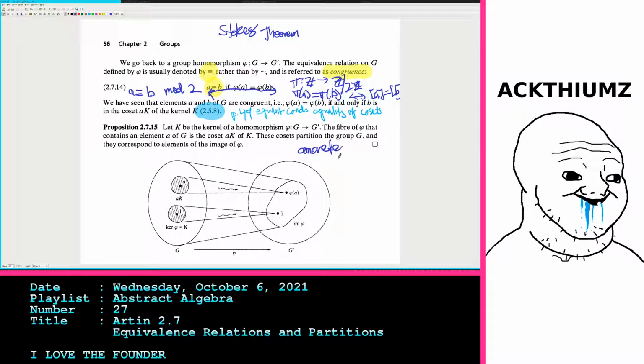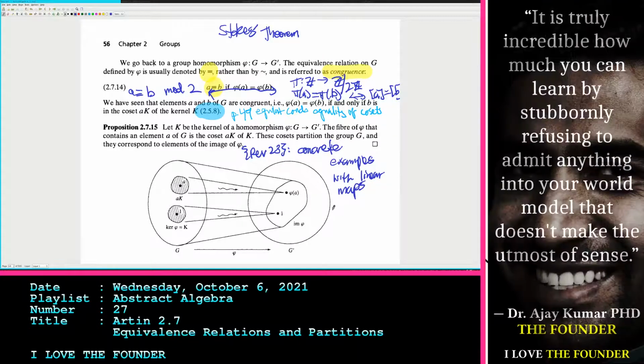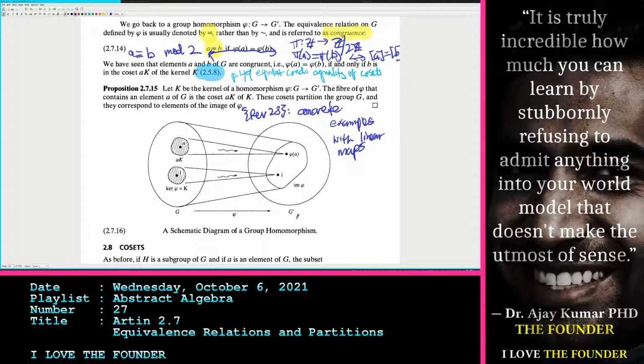Concrete, and in Revelations 23, I'm going to do this. Highly anticipate Revelations 23. Concrete examples with linear maps. Linear maps are the homomorphisms in linear algebra. So every theory has morphisms and isomorphisms. These are category theory terms. Category theory is math's version of TV tropes.